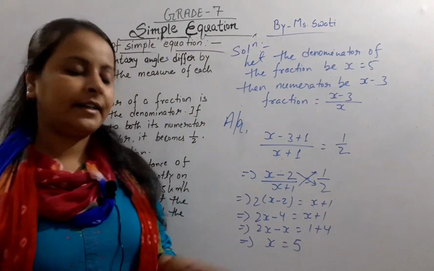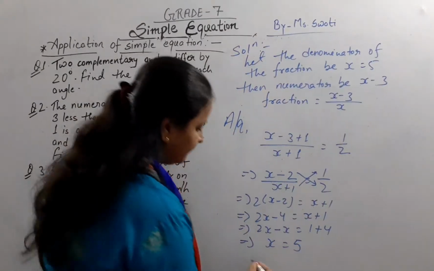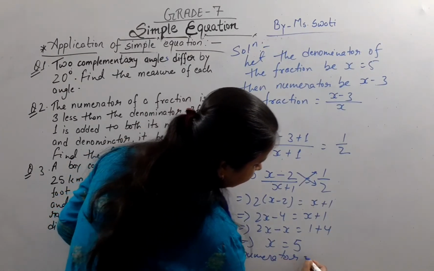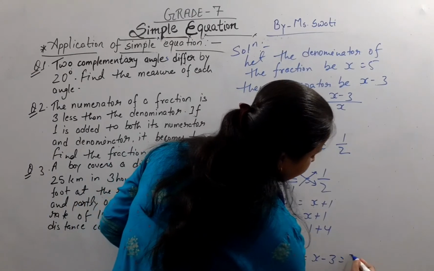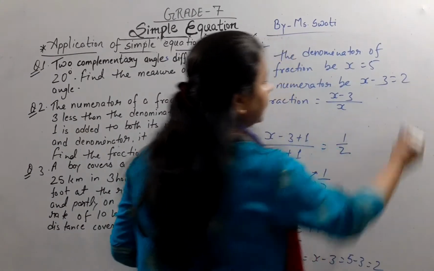Now what do we have to find out? We have to find out the numerator, that is x minus 3. Numerator is equal to x minus 3, that is 5 minus 3, we get 2. The value of the numerator is 2.